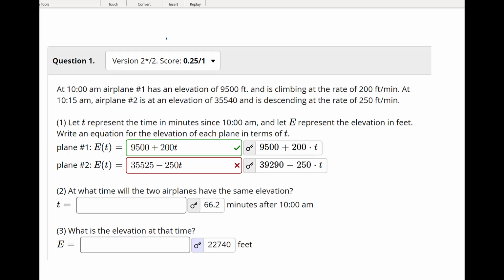Okay, I'm working problems here from 2-3. Just a few different problems, not all of them from this section, but just to give you an idea of what's going on. This is about creating linear equations.